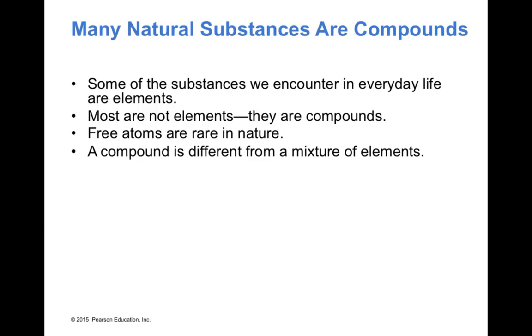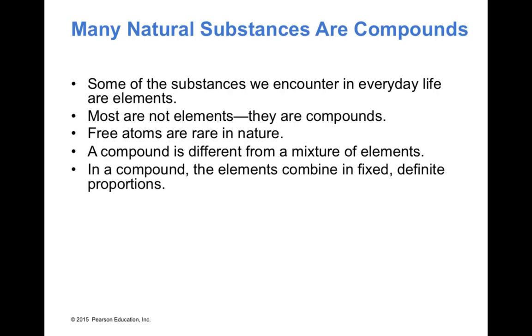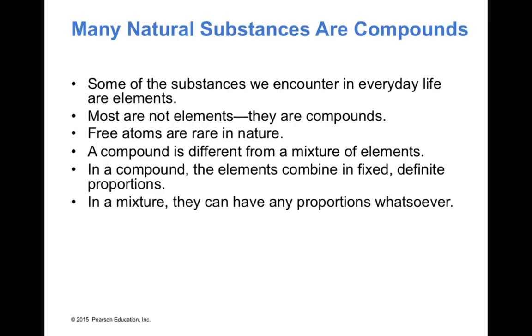A compound is different from a mixture of elements. In a compound, the elements combine in fixed, definite proportions. So when we have a compound, for example water, you're always going to have two hydrogens and one oxygen. Always. That's going to be the combination of those two elements to produce water. In a mixture, you can have any proportion whatsoever. You can have 10 hydrogens, 12 oxygens, 24 sodium. So that will be a mixture.